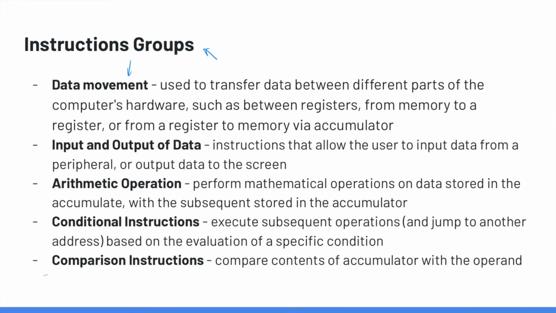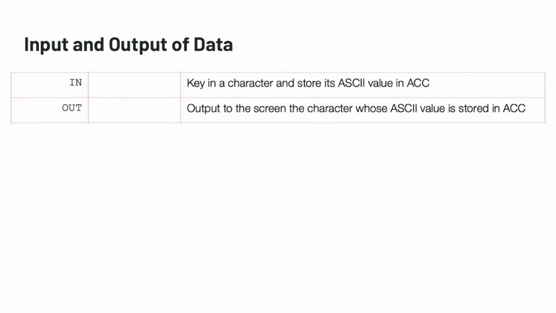Now, the next category is the input and output of data. These are basically instructions that allow the user to input data from a peripheral like a keyboard or output data to a screen. Here's some input and output commands. Right here, key in a character and store its ASCII value in ACC. Basically, this would give us the opportunity to type in some values using a keyboard, and the result will be stored in the accumulator. Or output to the screen the character whose ASCII value is stored in the ACC. So this would allow us to output the contents of the accumulator to the computer screen, kind of like a print statement in Python.